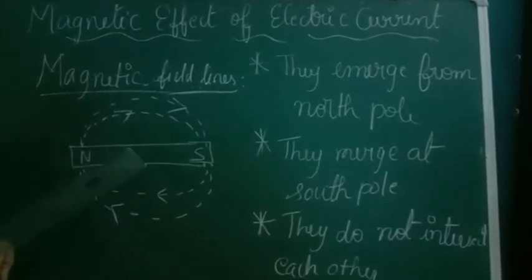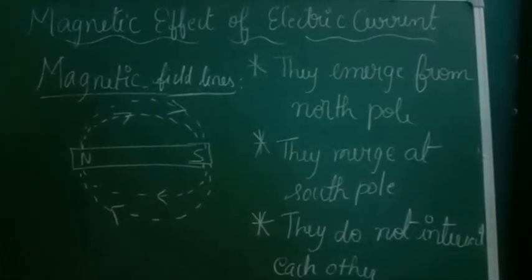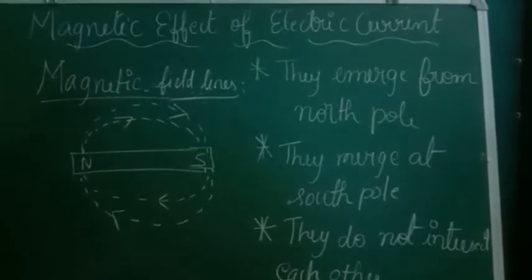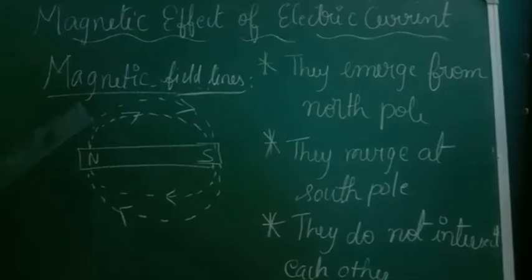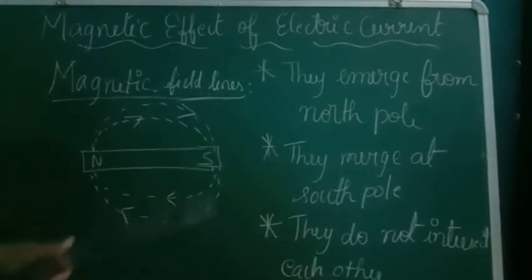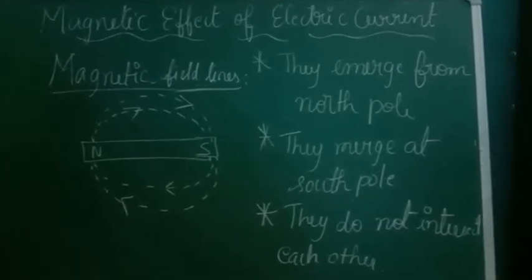These magnetic field lines are imaginary. You do not need to go searching for magnetic field lines in and around the magnet, that is imaginary. So the lines which can be drawn around the magnet are known as magnetic field lines.